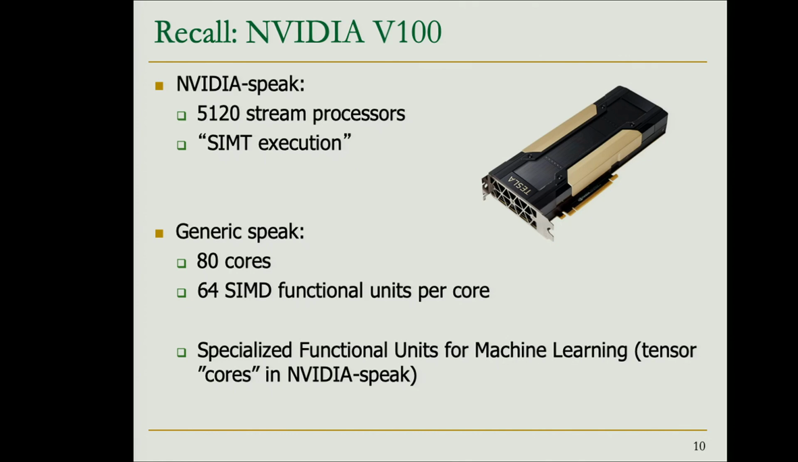Something interesting also in this Volta architecture, something that actually started in this Volta architecture, is some specialized functional units for machine learning. These are called, in NVIDIA terminology, Tensor cores. We'll see something more in the next slide.